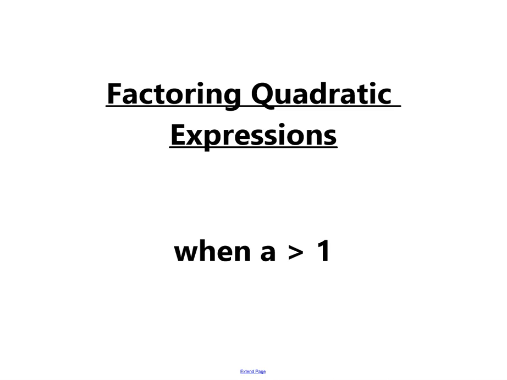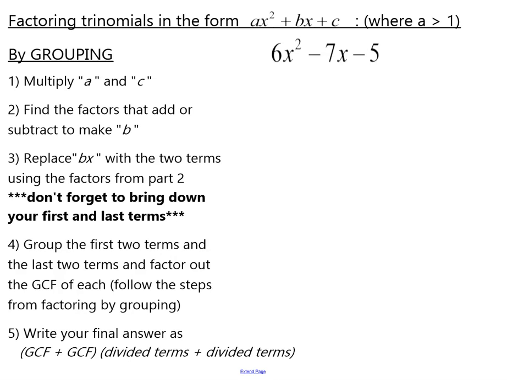Factoring quadratic expressions when a is greater than 1. When we're factoring trinomials in the form ax squared plus bx plus c, remember that your x squared term should be first, x should be second, and your constant should be last. In this lesson, we're going to focus on how to factor these quadratics when a, the coefficient of x squared, is bigger than 1. The method we're going to use is grouping.